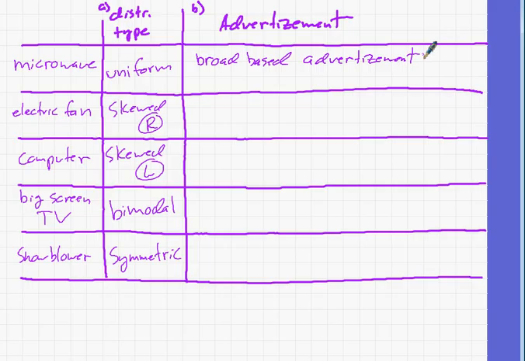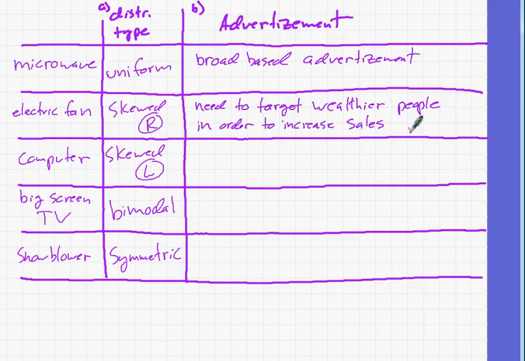Part B is, if you're in charge of advertisement, what would be your approach given the information. For a uniform distribution with the microwaves, it seems to have broad appeal. Everyone is buying them, so I guess a broad-based advertisement would be appropriate. With the skewed right distribution, I would say that advertisement would need to target the wealthier people because they're not the ones buying it, electric fans. So if you increase the number of wealthier people buying, you'd be able to increase your sales.